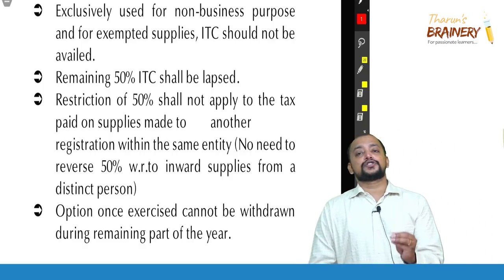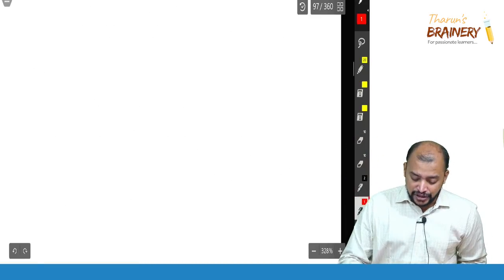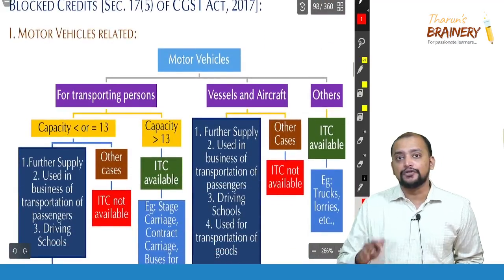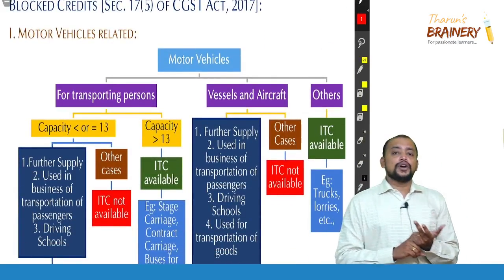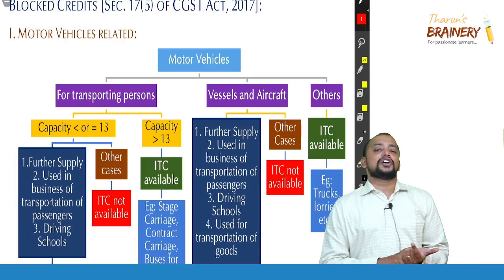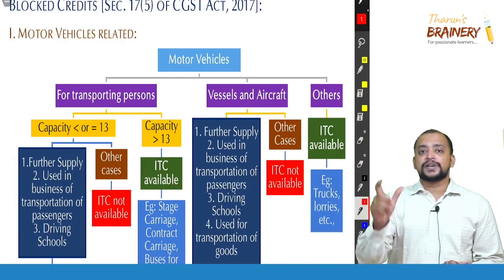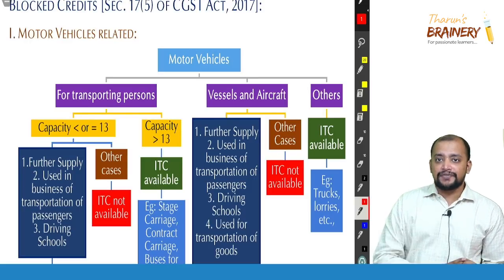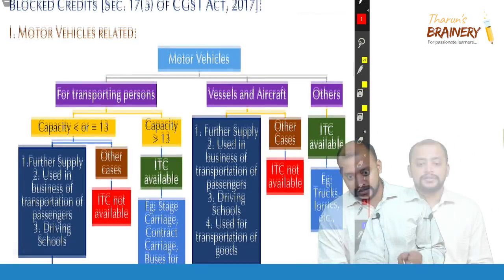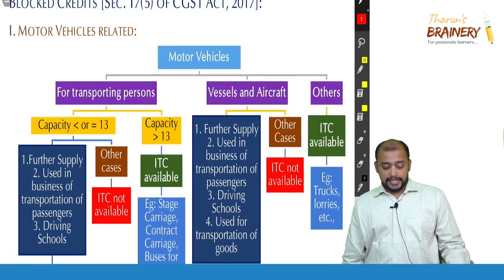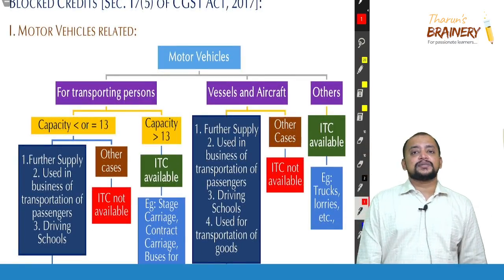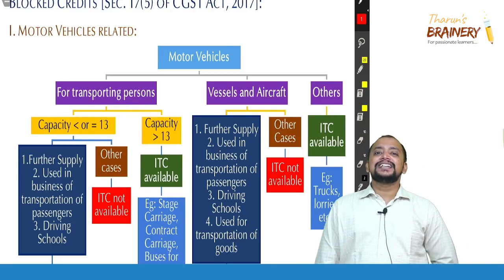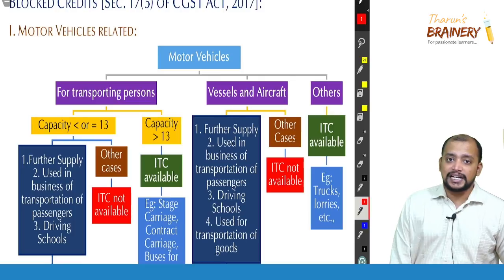This is with respect to the special provision for bank, financial institution and NBFC that is given in section 17 subsection 4. 17(1), 17(2) apportionment of credit, 17(3) meaning of exempted supply, 17(4) special provision applicable for bank, financial institution and NBFC, and 17(5) is blocked credits. We are moving on to the next area, that is blocked credit, section 17 subsection 5. What are blocked credits? Blocked credits means ineligible credits on which you cannot take ITC.